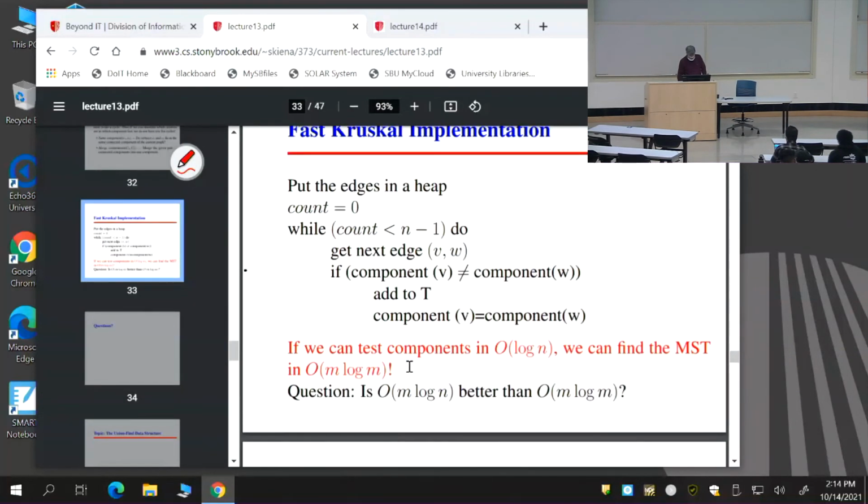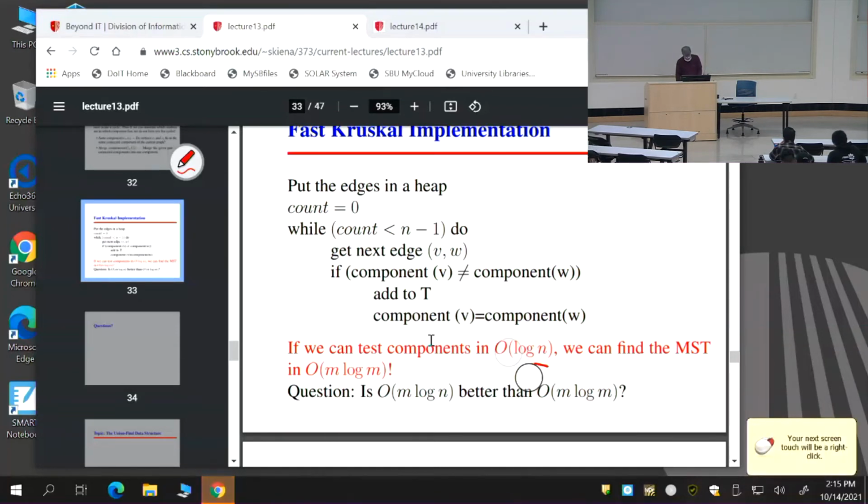Again, basically the way that we would build our minimum spanning tree is to put the edges in a heap or sort them. It doesn't make any difference because this is going to dominate. While the count is less than n minus 1, meaning we haven't brought all vertices in, take the next smallest edge. If it's not in the same component, add it to the tree and merge the components. And if we could do the component merge and test in log n, then we are golden.